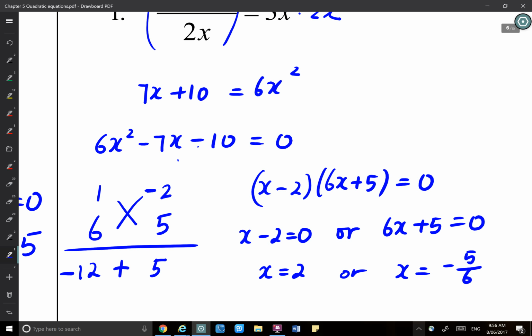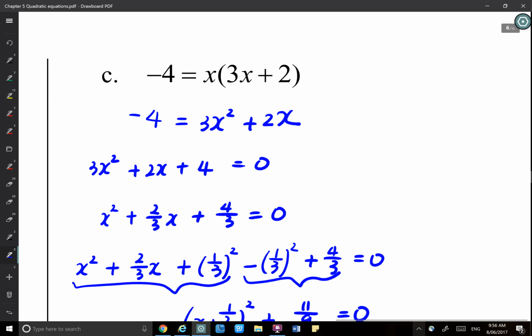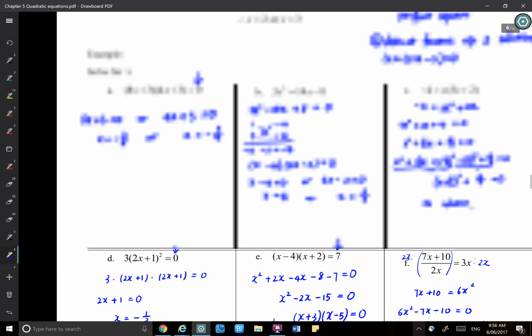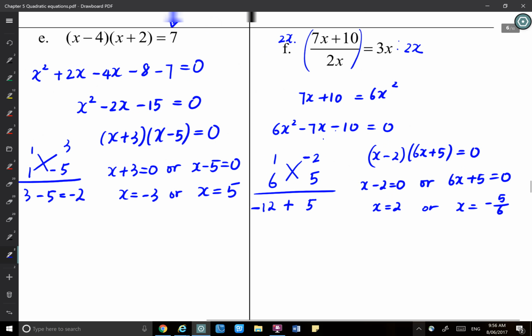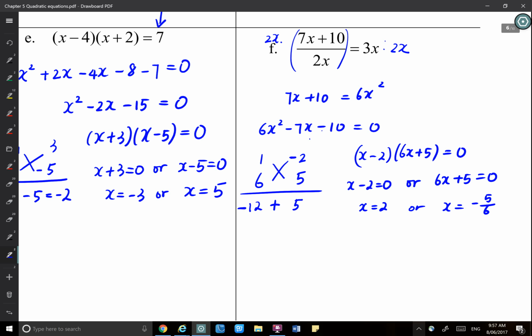Okay. For those questions, I can simply factorize by using cross multiplication. But let's say for this question, I don't know how to use cross multiplication to do it. I will just try completing the square. If cross multiplication doesn't work, just try completing the square. Any questions about these 6 examples? We solve quadratics by using the null factor law. In order to use the null factor law, we need to find the factors.